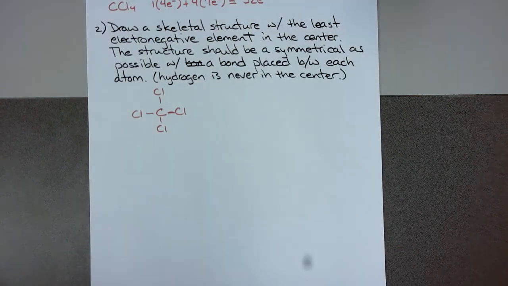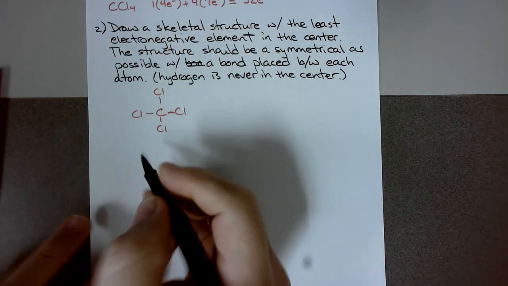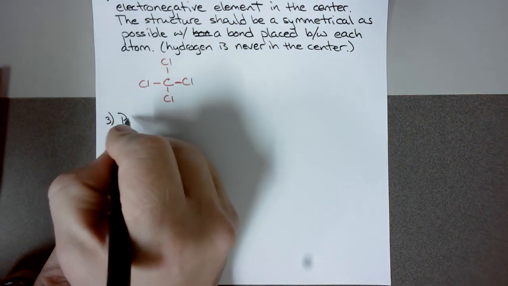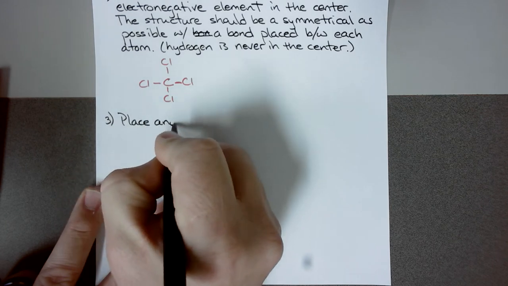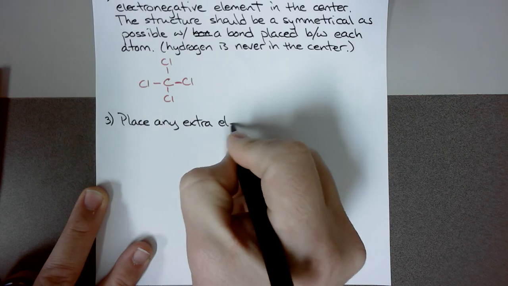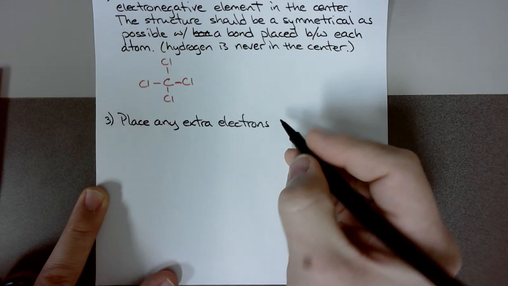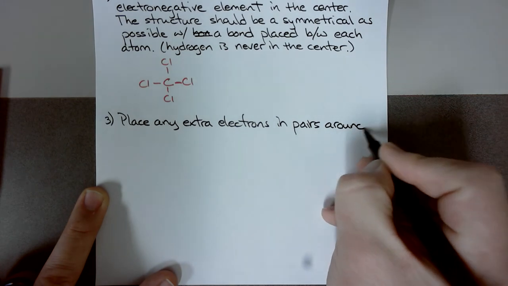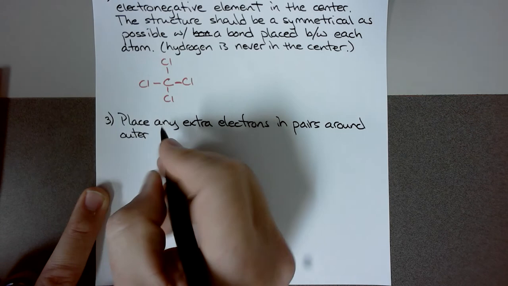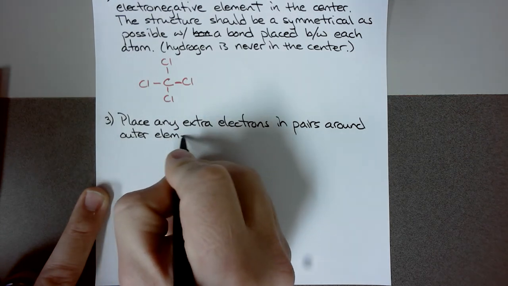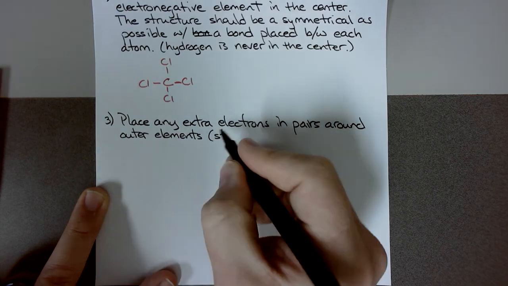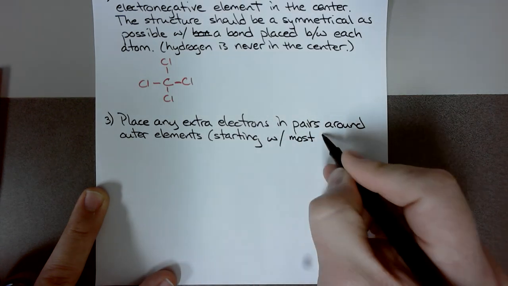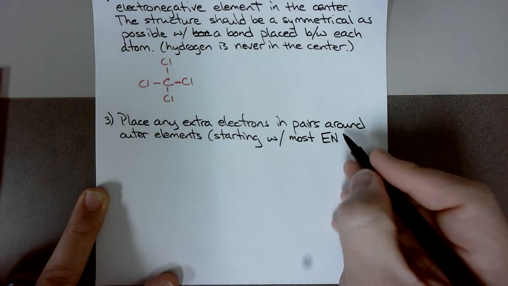So the next step, step 3, is to place any extra electrons in pairs around the outer elements, starting with the most electronegative, until all electrons are used.